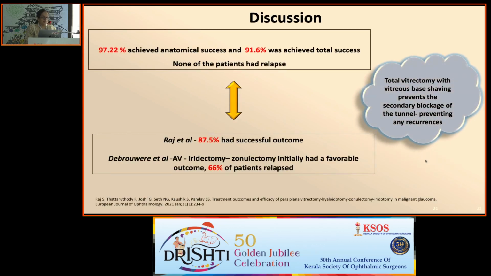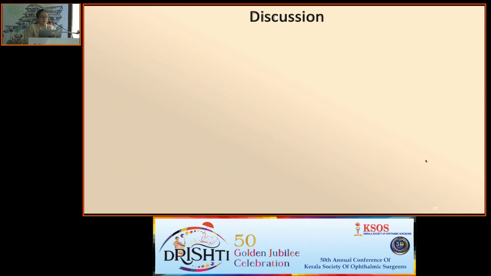97.22% achieved anatomical success and 91.6% achieved total success, and none of the patients had relapse. Raj et al., in their study, reported 87.2% as a successful outcome. De Bruyne et al. studied anterior vitrectomy, iridotomy, zonulectomy. Initially, they had a favorable final outcome, but 66% of patients relapsed. So the total vitrectomy with vitreous-based shaving in this study prevents secondary blockage of the tunnel that is created, preventing recurrences.